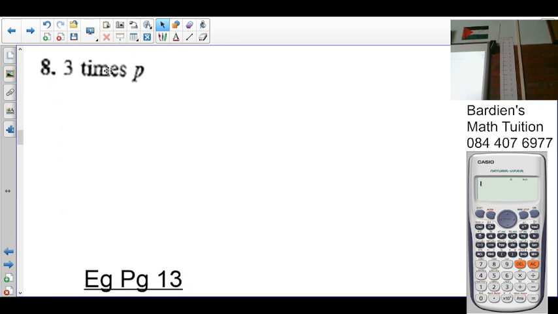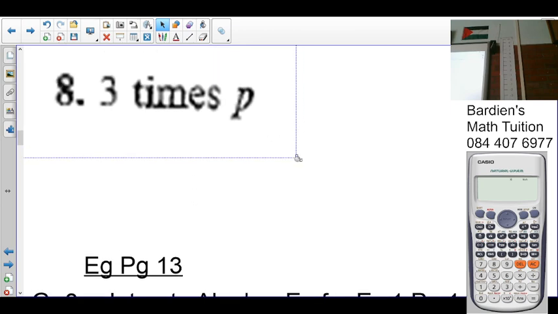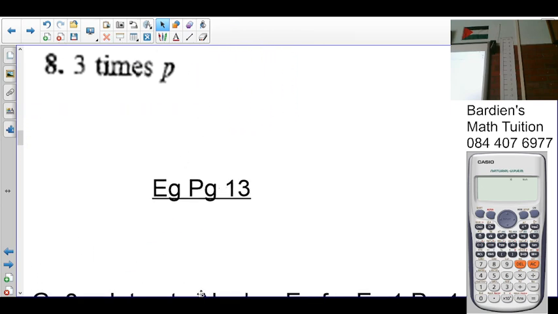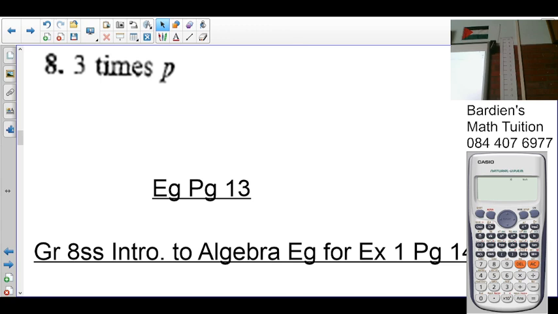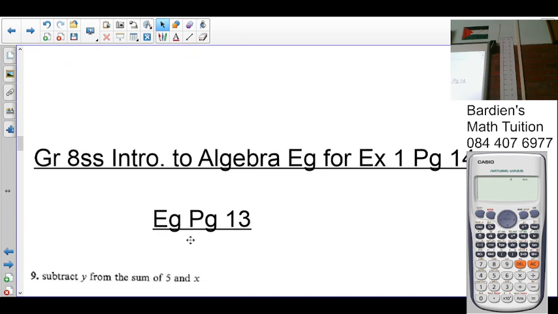Then it says 3 times P. 3 times P is going to be 3 multiplied by P, or 3P. As you know, if you just write 3P, between 3 and P is multiplication. You will understand? Let's carry on.